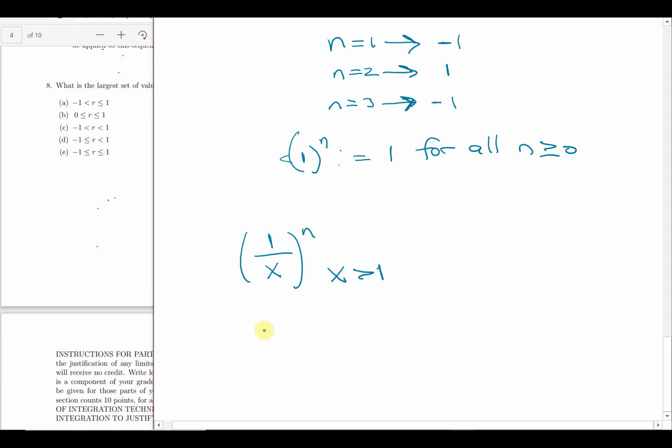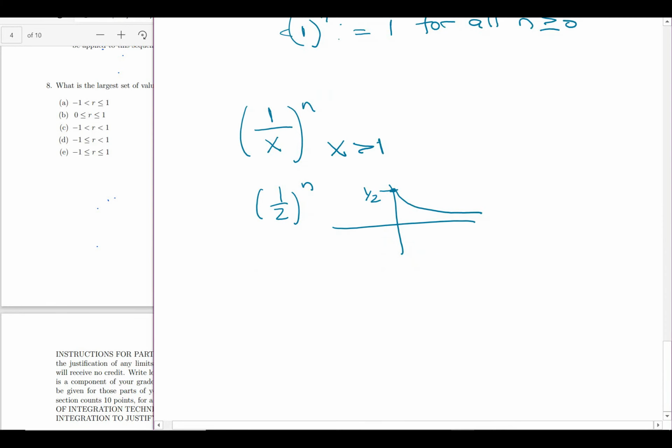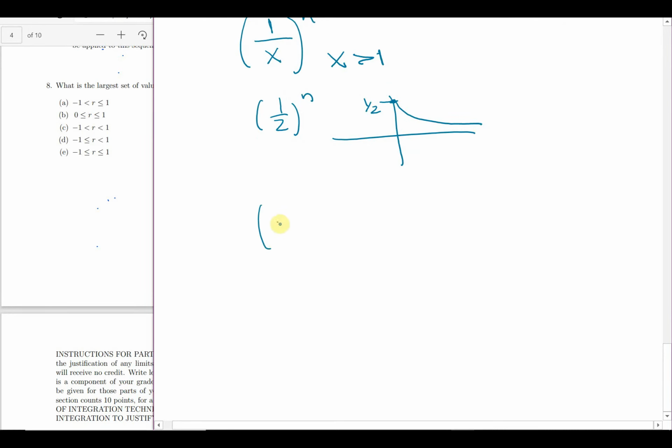So this is like, if you take 1/2 to the n, well, 1/2 to the 1, you start at 1/2 and you're approaching 0. And now if you take negative 1/2, of course we start with negative 1/2.